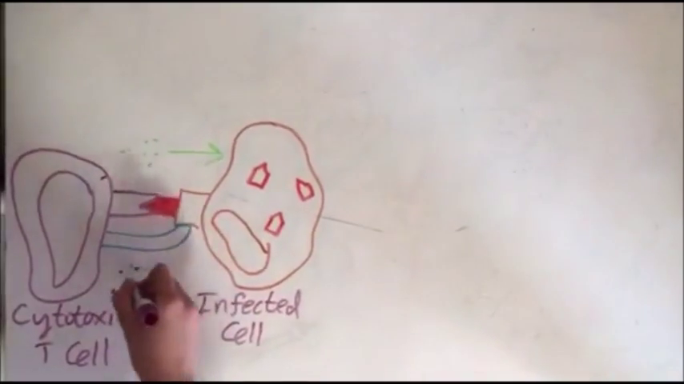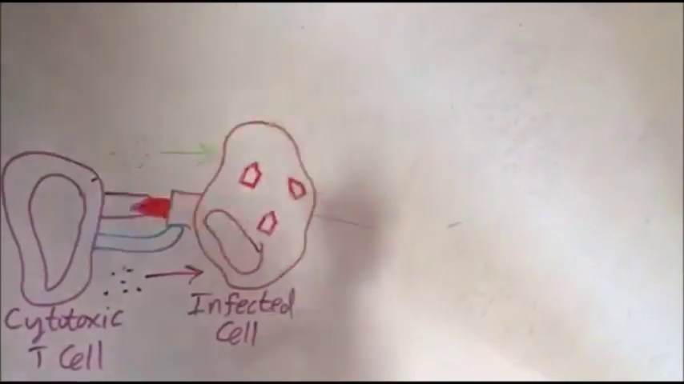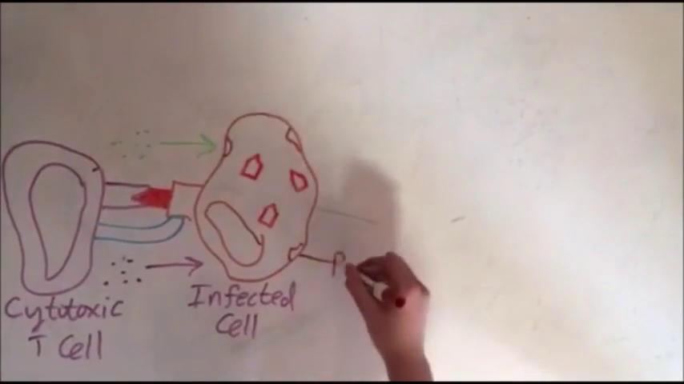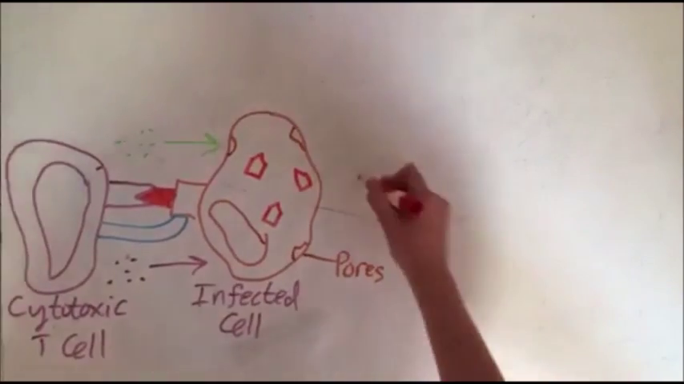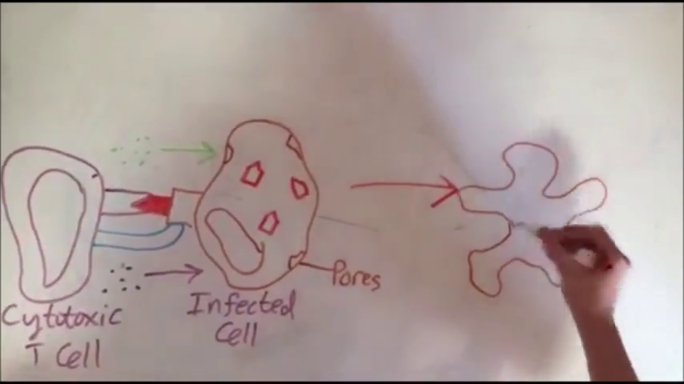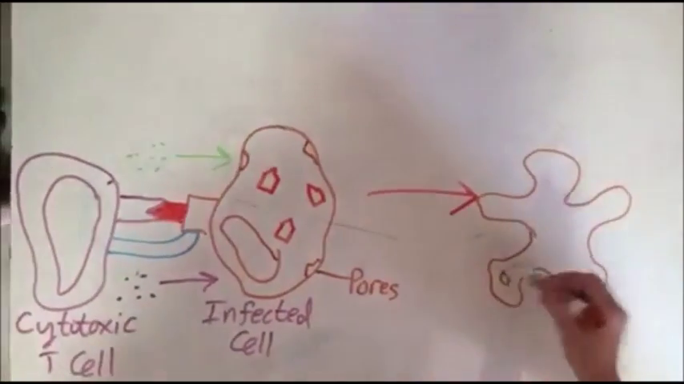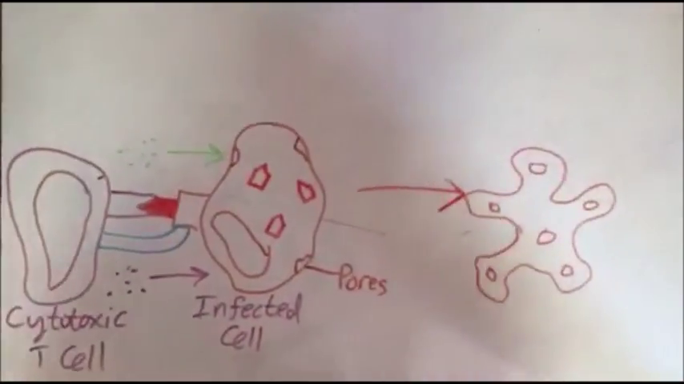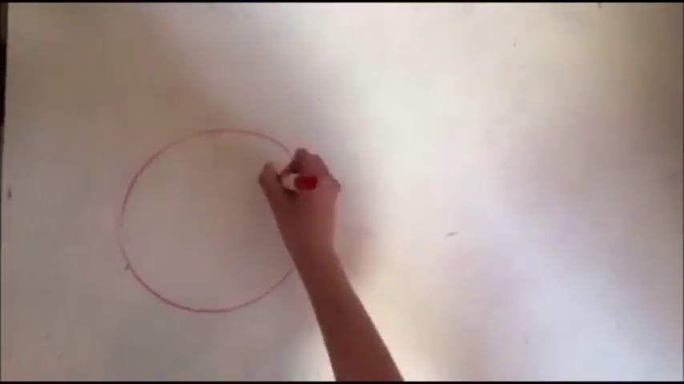The T cell then releases perforin and granzyme molecules. Granzymes break down proteins within the infected cell, and perforin molecules cause pores to form. Fragmentation of the nucleus and other components of the infected cell leads to apoptosis and eventual cell death.